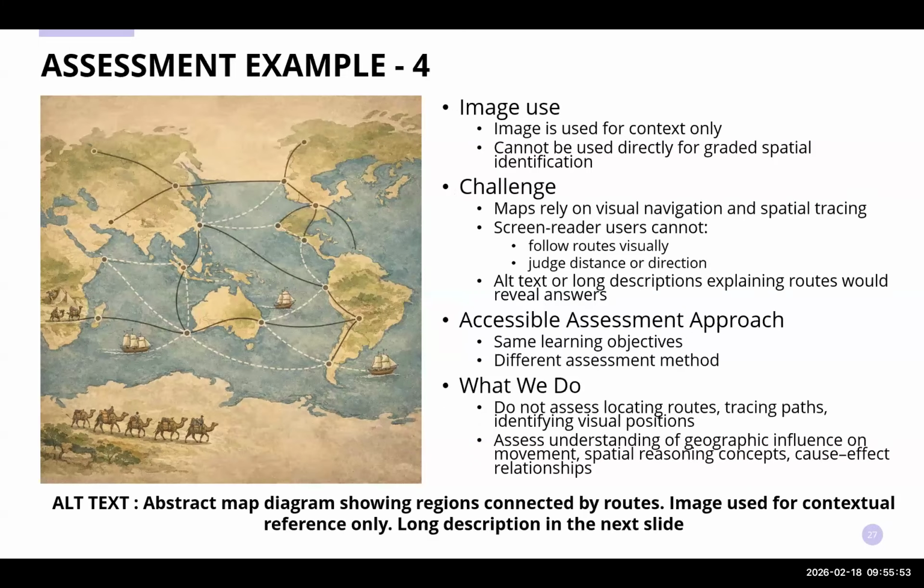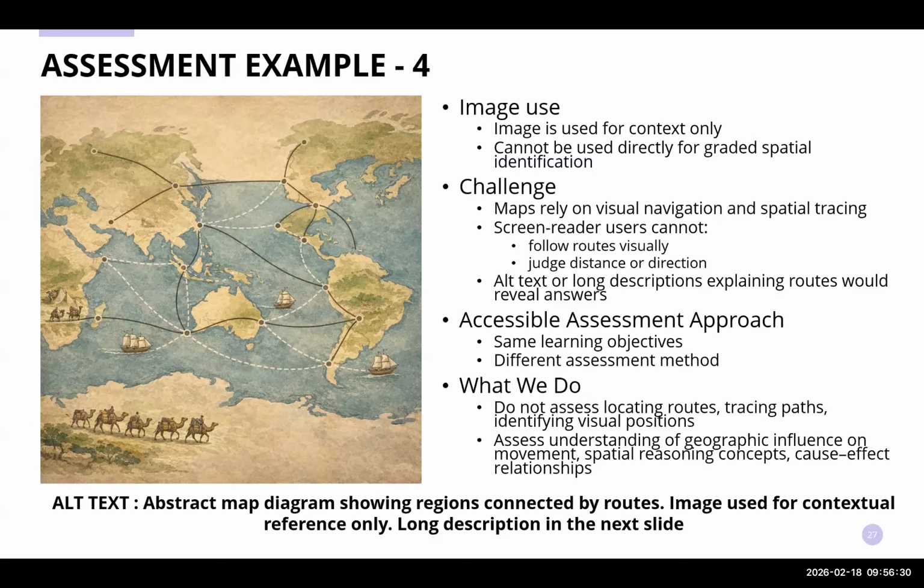Now, let us look at our fourth and final assessment example, which brings us back to that abstract map diagram that we discussed earlier. During teaching, that map helps students see spatial patterns, connections, and movements across regions. So they could visually trace routes, judge distances, and make sense of how places relate. But in an assessment setting, we have to approach it differently. In this context, the image is used for context only, so it cannot be used directly for graded spatial identification.